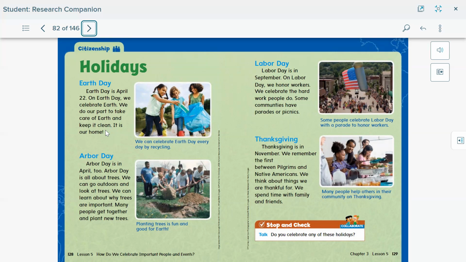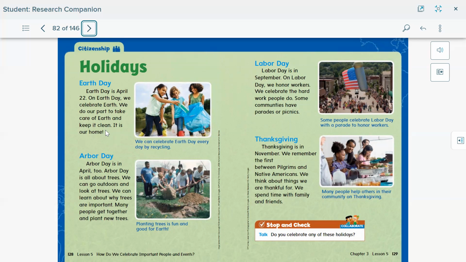Arbor Day. Arbor Day is in April too. Arbor Day is all about trees. We can go outdoors and look at trees. We can learn about why trees are important. Many people get together and plant new trees, and you see them. Children here in the community planting trees is fun and good for Earth.